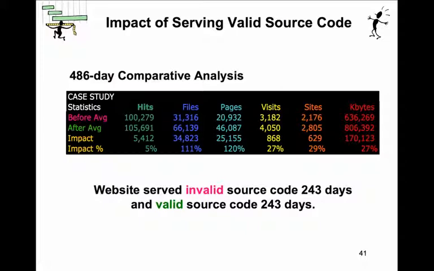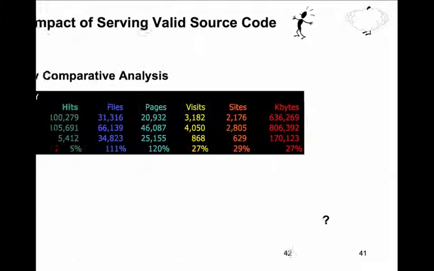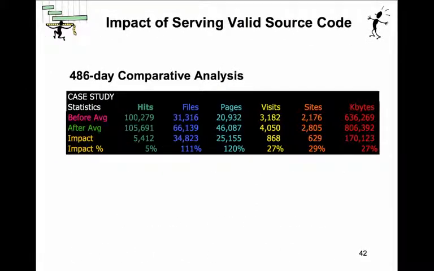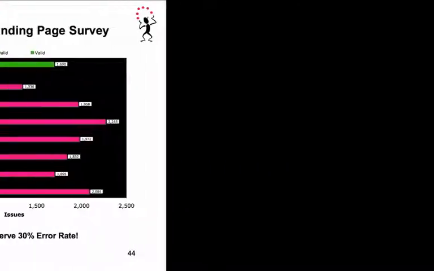Websites are developed under the assumption invalid code is inconsequential and does not affect service statistics. I launched a website to test this assumption. The website served 5 HTML errors and 242 CSS warnings in 206 lines of code for 243 days before and after a validation process that required 2 hours. The statistics were compared for the same number of days, and the results reveal the impact of serving valid code.